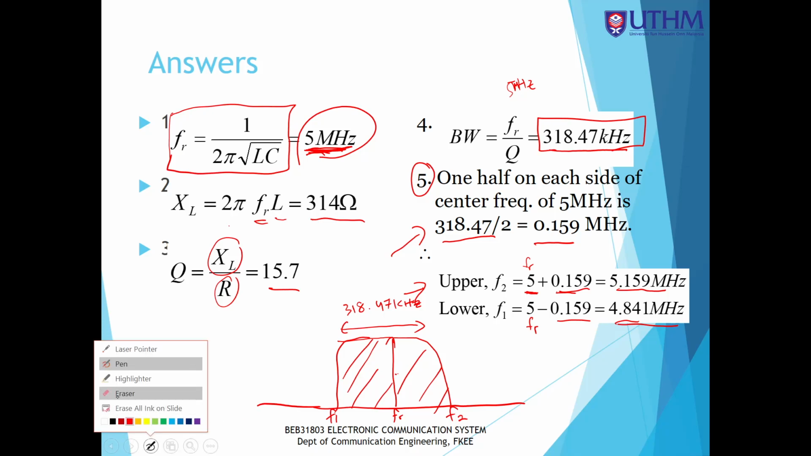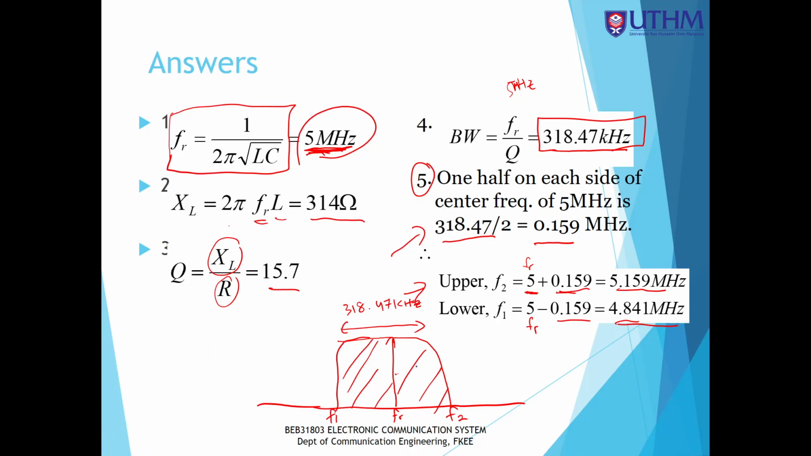Why we divide with 2? We divide with 2 because we want to know how much the distance over here, so that we can do plus and minus. Kita bahagi dua bandwidth itu supaya kita tahu jarak separuh. Nanti kita boleh tahu cut off frequency. We can find the cut off frequency by adding and subtracting from the resonant frequency.